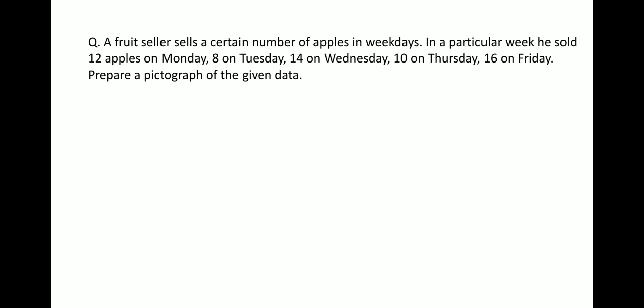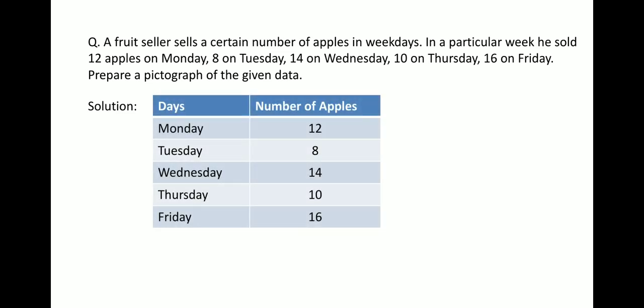So again, here we have the data collection for which we will prepare a table this way. So Monday there are 12 apples sold, Tuesday 8 apples, Wednesday 14 apples, Thursday 10 apples, and Friday 16 apples have been sold. Here interestingly we have all the numbers as the even numbers: 12, 8, 14, 10 and 16. All these are even numbers. Now the even numbers can be divided by 2.